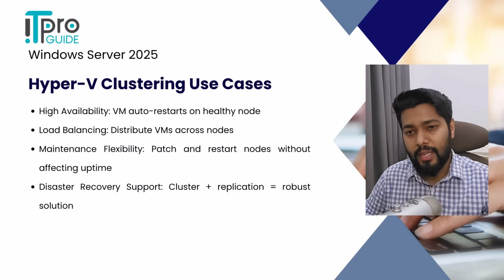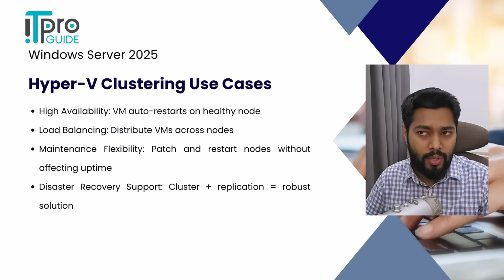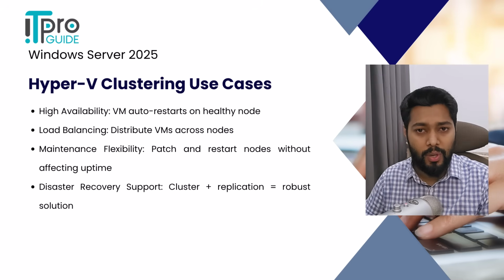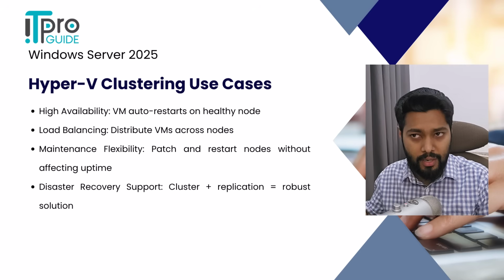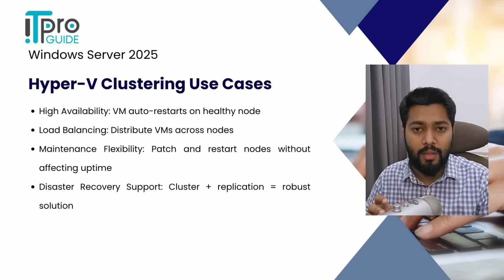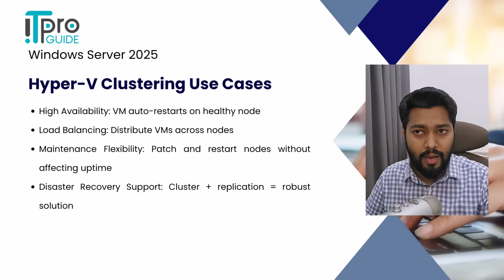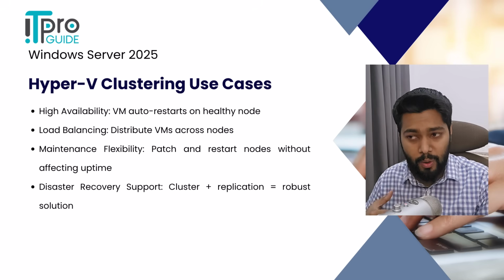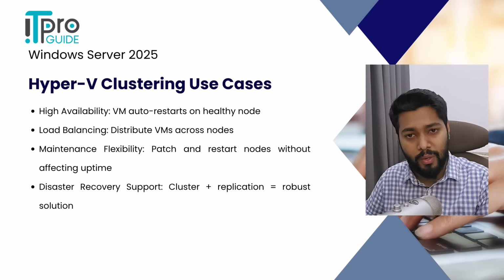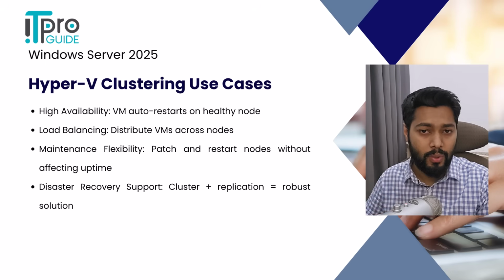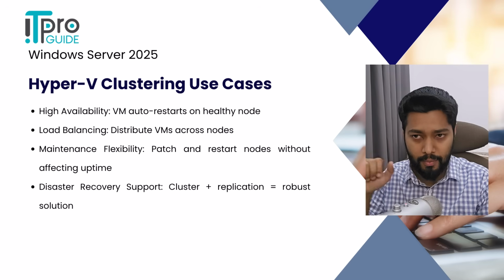Hyper-V clustering use cases. So it is mostly used for virtual machines capability and also high availability. So if one node goes down, the VM automatically restarts on another available node. This is the most common use case that you can see in Hyper-V clustering in most of the data centers. It is also used for load balancing, so we can distribute the workloads evenly across the cluster nodes, and this will help you to utilize all the servers instead of adding all the workloads to one server.